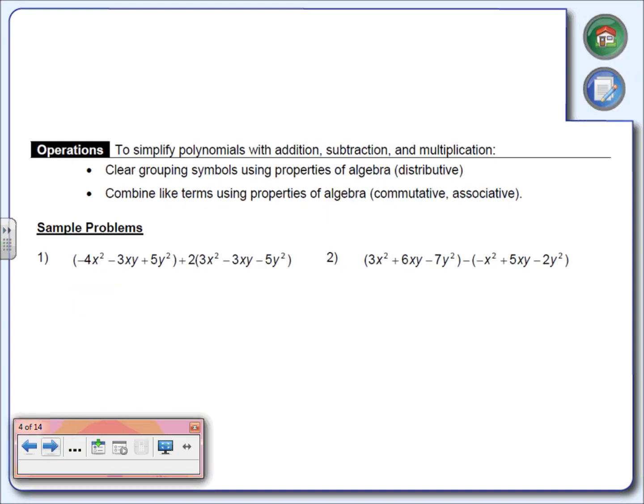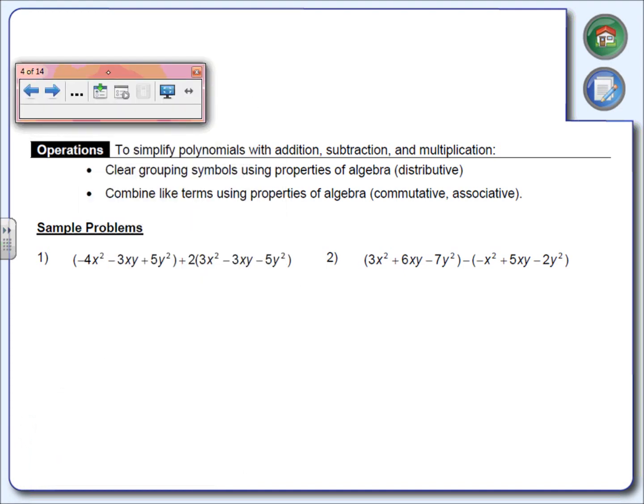Now we're going to start working with some operations with those polynomials. It says to simplify polynomials with addition, subtraction, and multiplication, what we're going to have to do is clear grouping symbols using some properties of algebra like distributive property. We're also going to have to combine some like terms using properties from algebra like the commutative and the associative properties. Now don't worry too much about the definitions themselves, but we should be able to use distributive property. I think everybody's familiar with that.